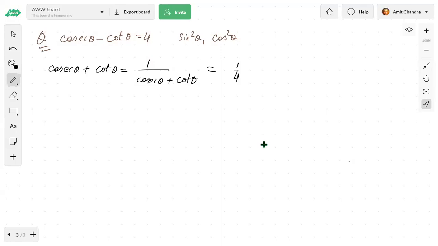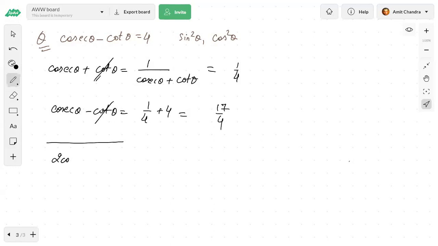So if I add these two, cosec theta plus cosec theta is equal to 1 by 4 plus 4. So this will become 1 plus 16, 17 by 4, right? On the left side, the cot theta terms will get cancelled. So we will have 2 cosec theta. Cosec theta is equal to 17 by 4. So that means cosec theta is equal to 17 by 8.